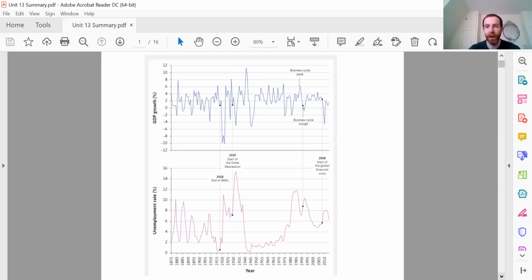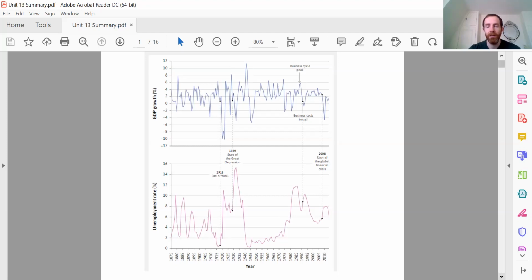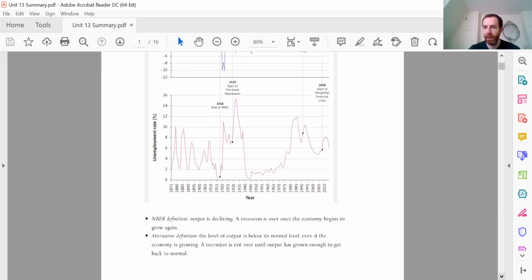Now, one thing to talk about here is the term recession, because there actually isn't a standard agreed definition of a recession. You have the NBER, the National Bureau of Economic Research. They have a definition which says a recession is when output is declining. That's all that has to happen. Output just has to be falling, and it's over once that stops happening.